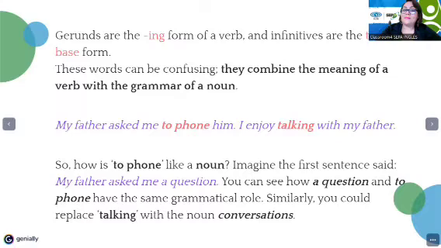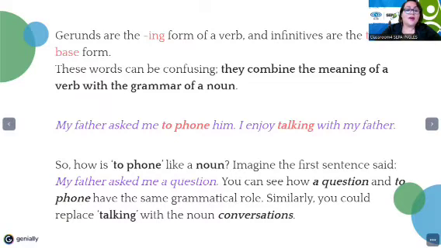These words can be confusing. They combine the meaning of a verb with the grammar of a noun. Let's repeat. Gerunds are the ing form of a verb. As I told you before, in Spanish we say "ando, yendo," and in English it is ing. Infinitives are to plus the base form. The to in English is equivalent to "ar, er, ir" in Spanish.